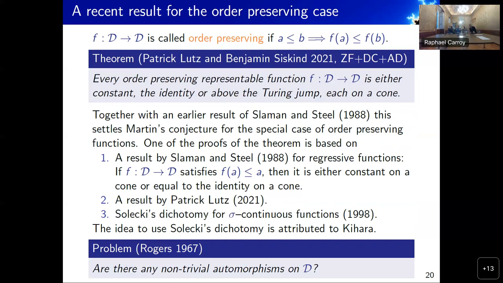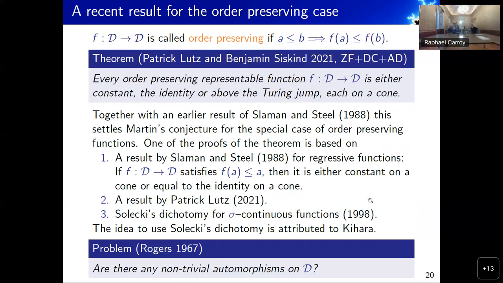Sorry, I didn't get that question. So it's solving the case of a regressive function, or the case of increasing function? No. I'm saying this result of Lutz and Siskind corresponds to part A of Martin's conjecture, and Slaman and Steel's result, another one which is not stated here, solves the second part of Martin's conjecture, and together with Siskind's and Lutz's result, you have a full solution for order preserving functions. So all this is only for the special case of order preserving functions. So it's not a full solution of Martin's conjecture, but for order preserving functions.